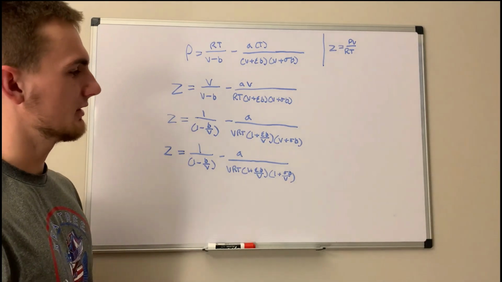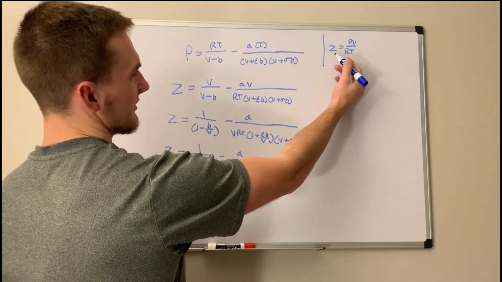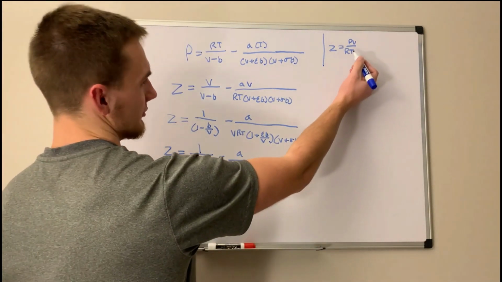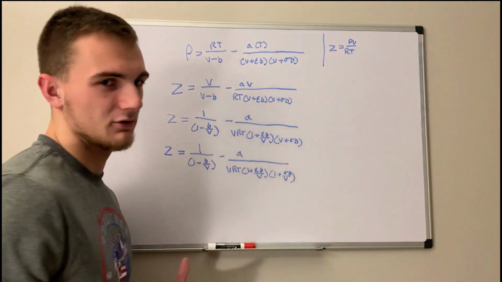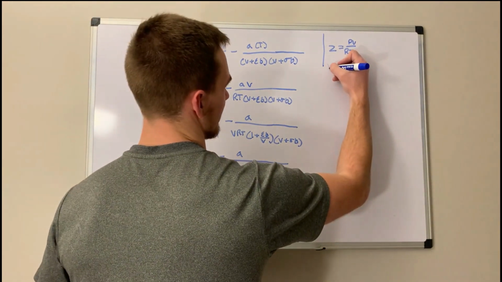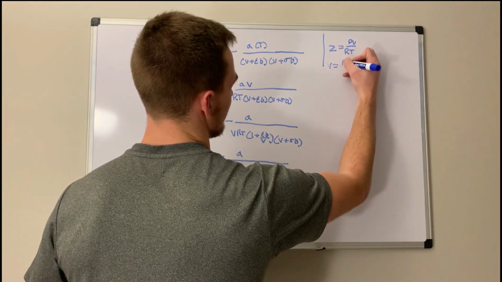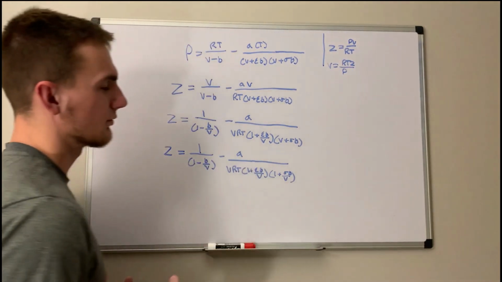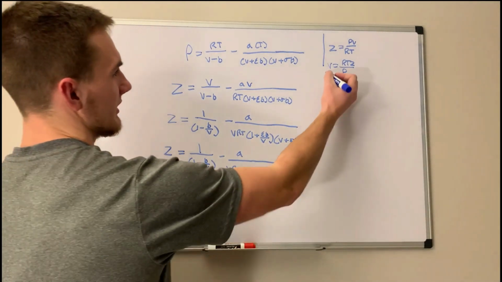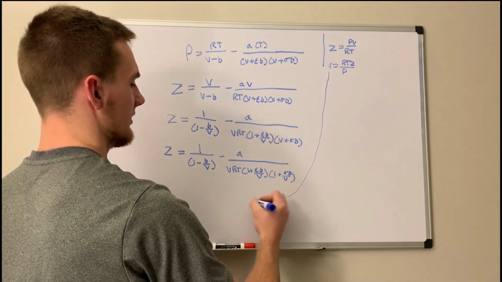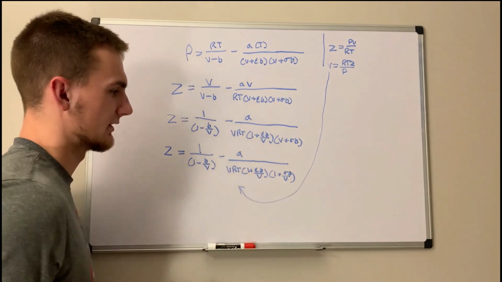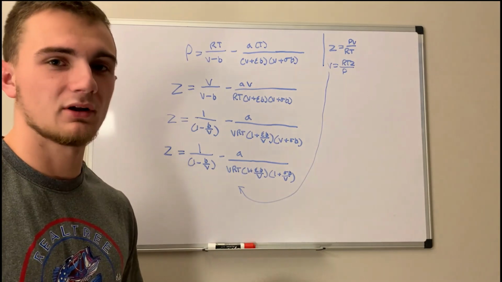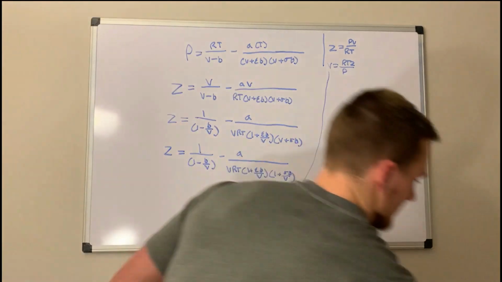Now, if we remember here, since the compressibility factor equals pressure times volume over RT, what we're going to do here is we're going to solve this for the specific volume V. So what we get here is that V equals RTZ over P. Now what I'm going to do in this next step is plug in this expression for V into each of our V terms in this equation. So I'll go ahead and erase this, and we're going to plug in this Z expression.